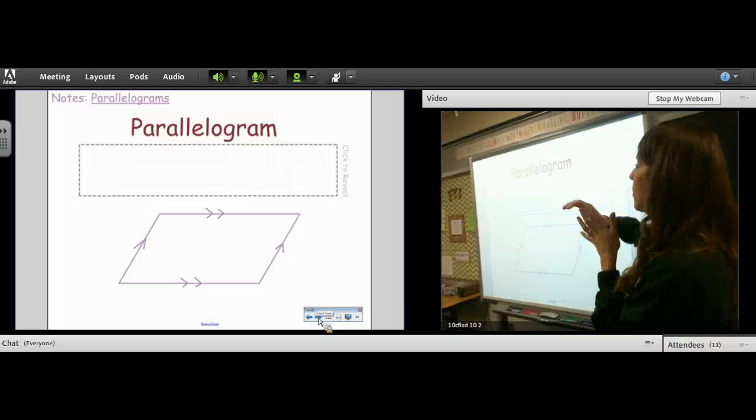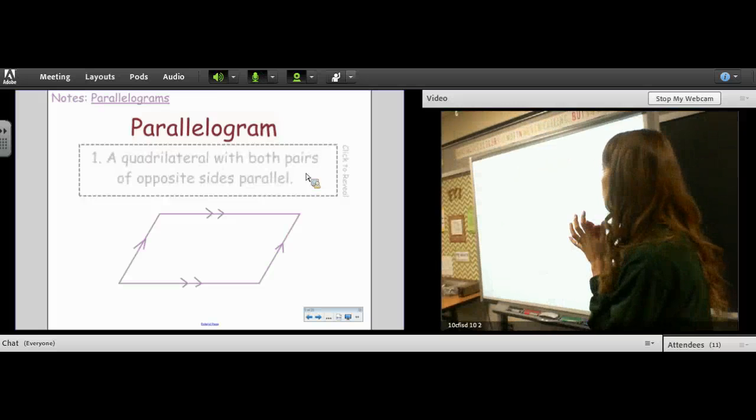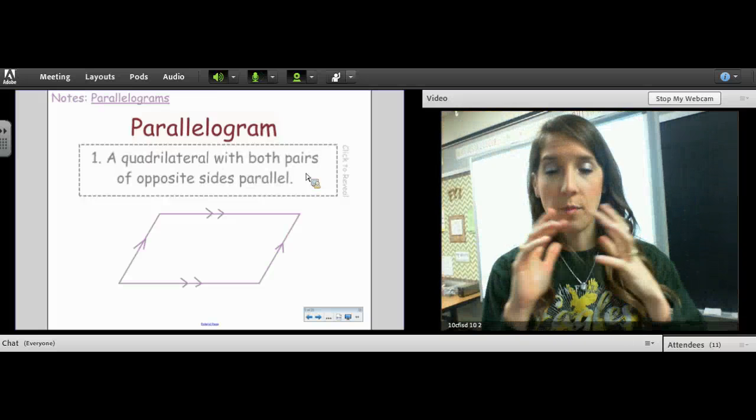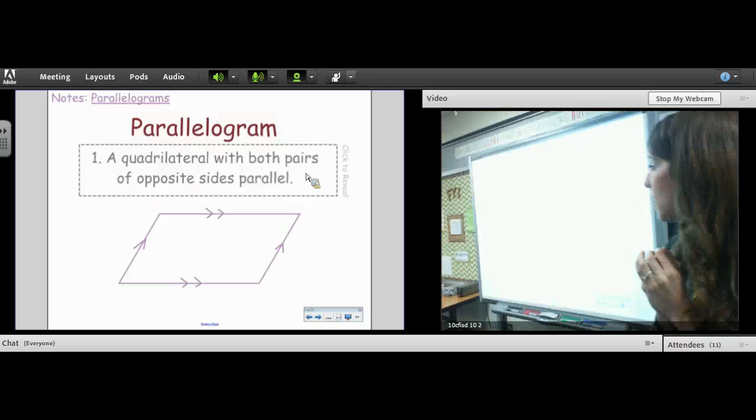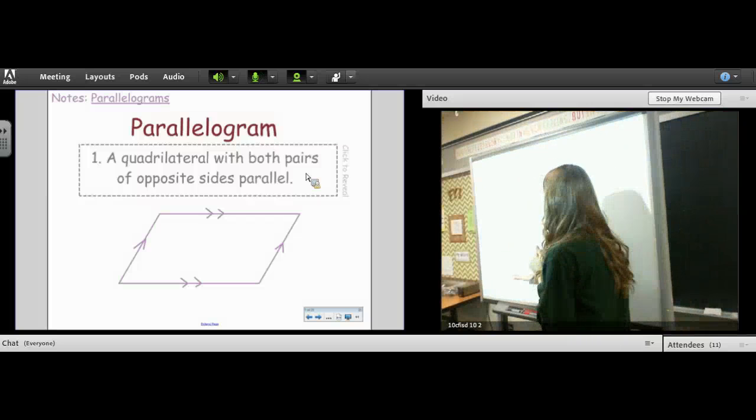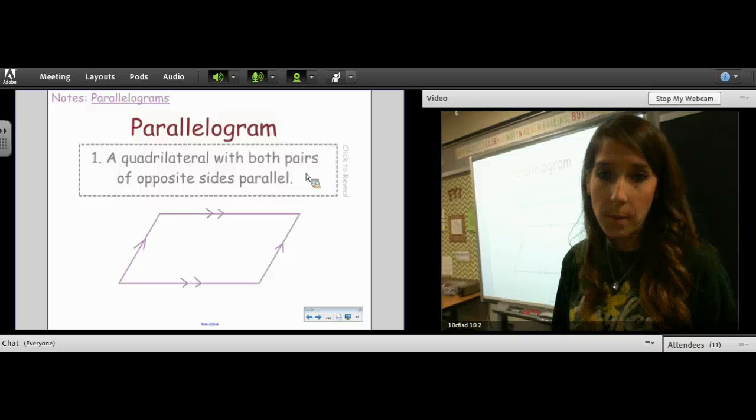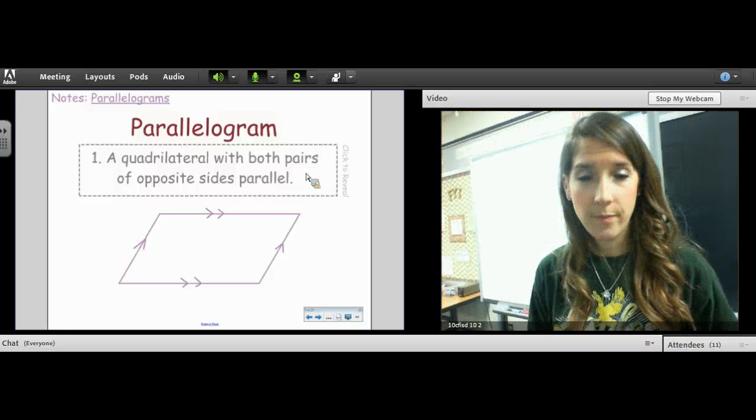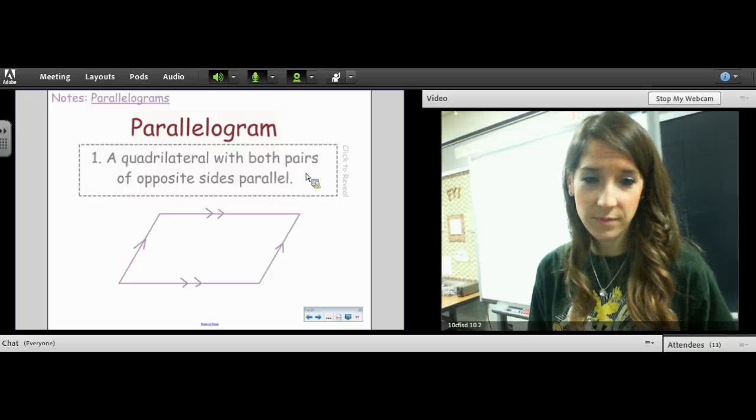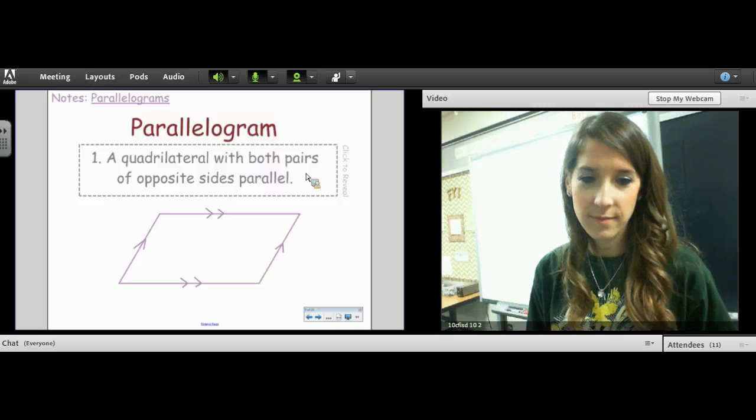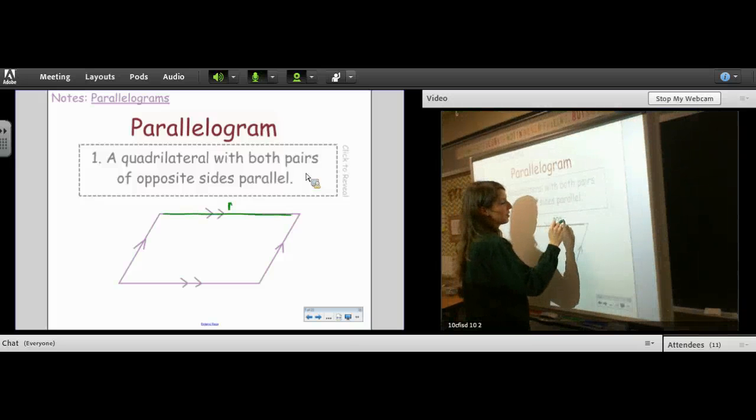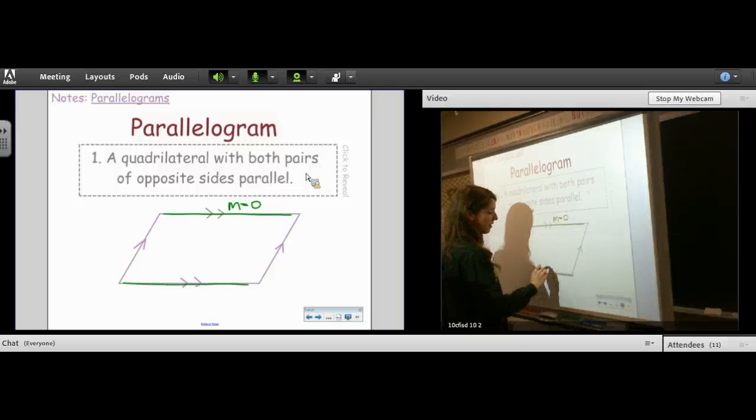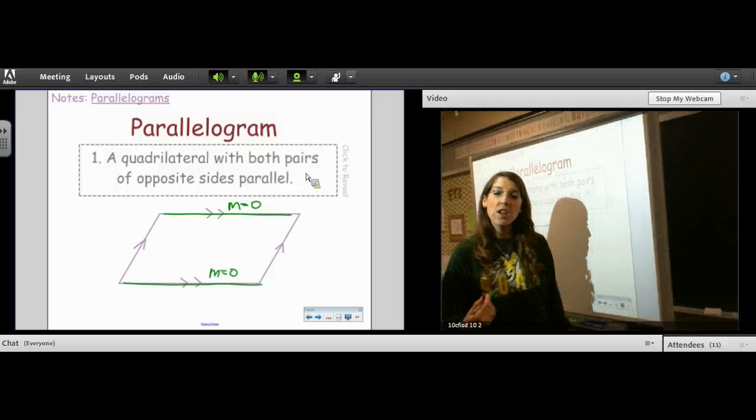The definition of a parallelogram: it is a quadrilateral with both pairs of opposite sides parallel. You've probably already written this down because we did that on the last slide, so I'm going to go quickly. Okay? So, these sides, if we wanted to prove that they were parallel, we would need to know not their length, but their slope. Thank you, very good. So this line right here has a slope of 0, and this line right here has a slope of 0. So that's how I know that they're parallel.